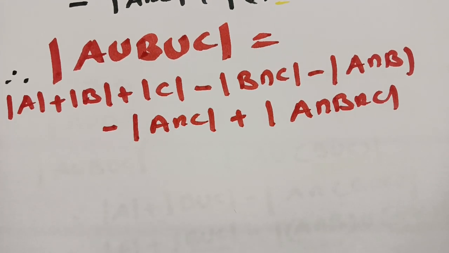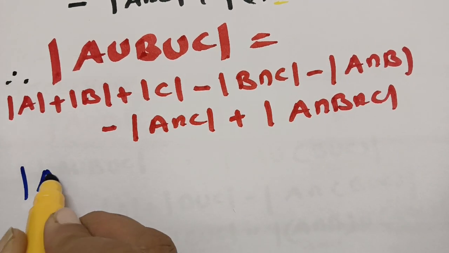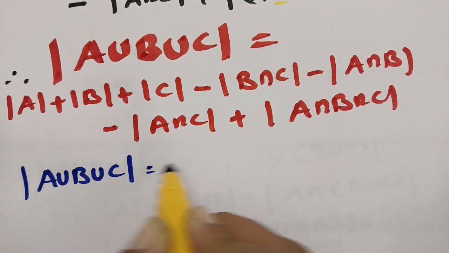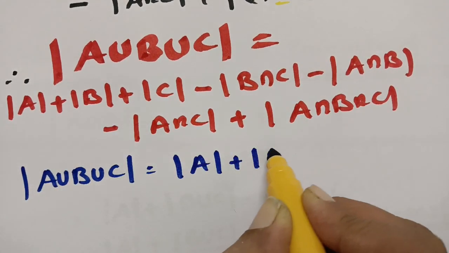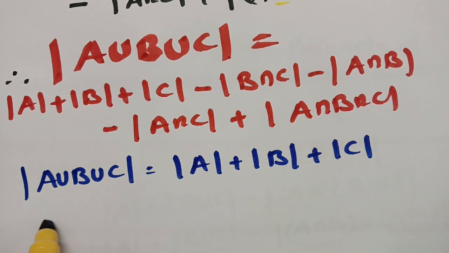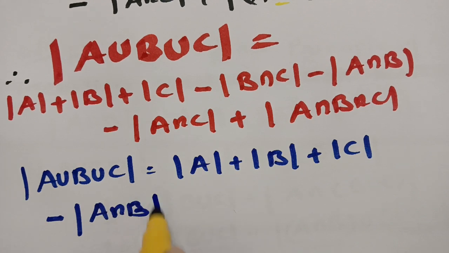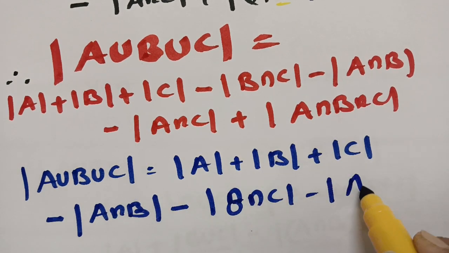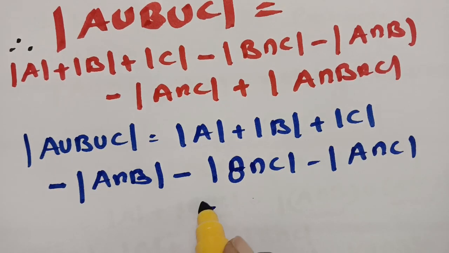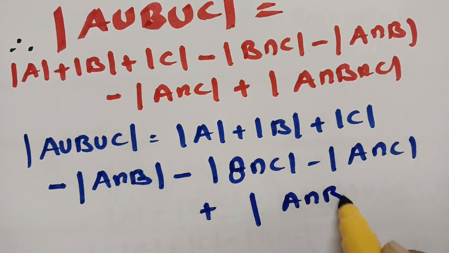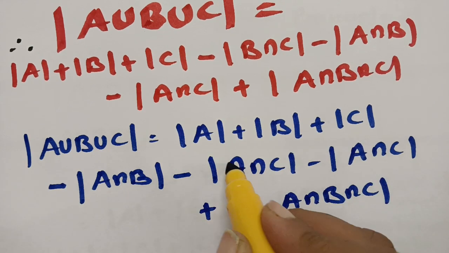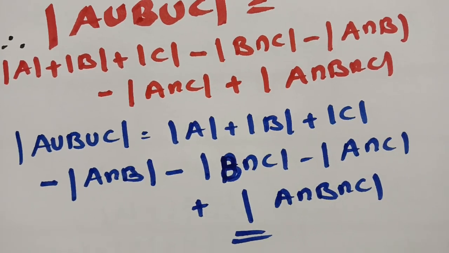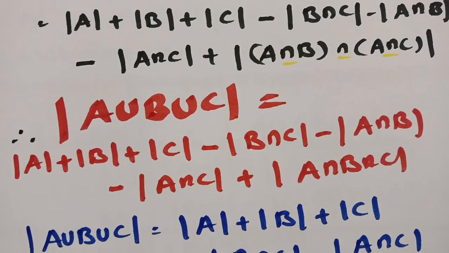So if I write it in an appropriate way, then the number of elements in A union B union C can be written as the number of elements in A plus number of elements in B plus number of elements in C minus, if I write it in order, A intersection B, and after that B intersection C, minus the number of elements in A intersection C plus the number of elements in A intersection B intersection C. And this is how we have to solve using the principle of inclusion and exclusion.